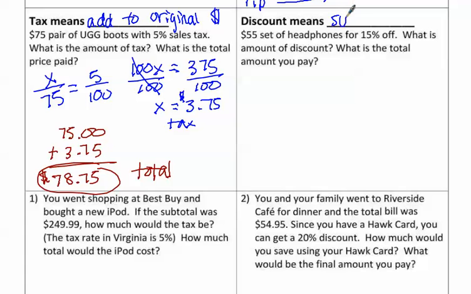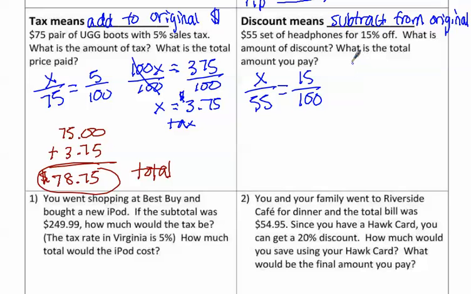Discount means you subtract from the original. So if I have a $55 set of headphones for 15% off, what's the amount of discount and what's the total amount you pay? So I'm trying to find out the discount of a $55 pair of headphones with 15% off, and that's always over 100.